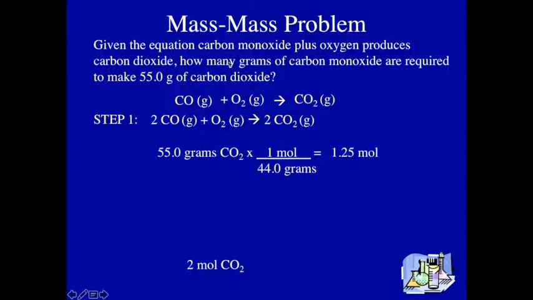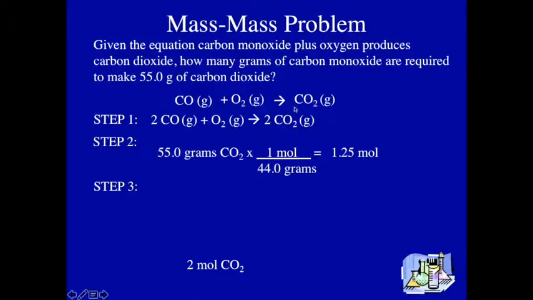Now, it says grams of carbon monoxide are required, but I'm given 55 grams of carbon dioxide. So my next step will be to change grams to moles, 55 grams of carbon dioxide, because that's what I'm given, times 1 mole over the gram molar mass of carbon dioxide, because it's 12 plus 16 plus 16, or 44. That gives me 1.25 moles of carbon dioxide that I'm producing.